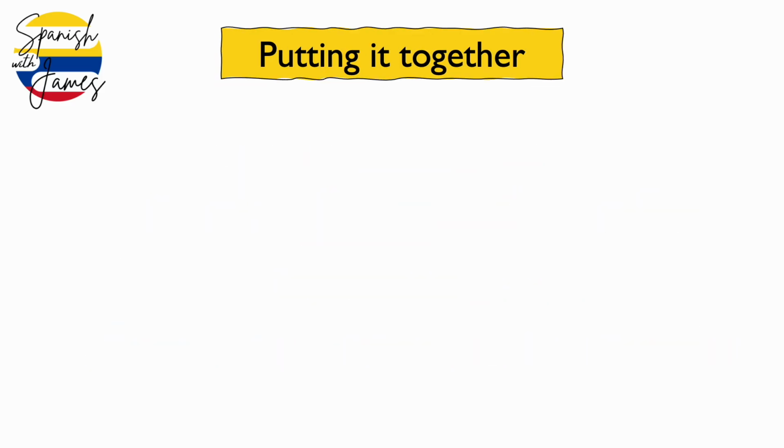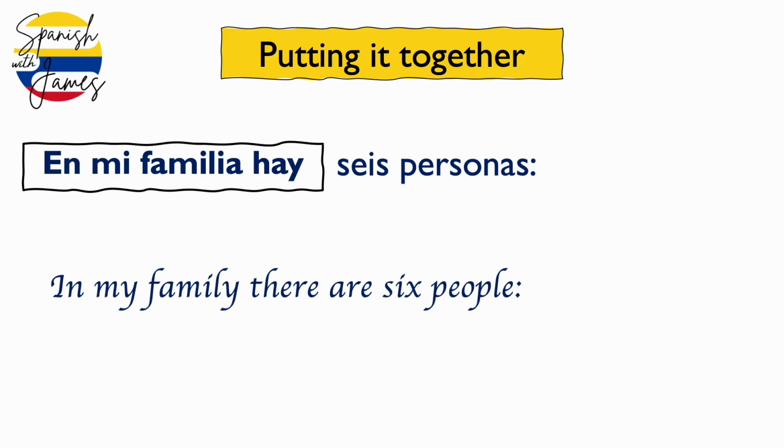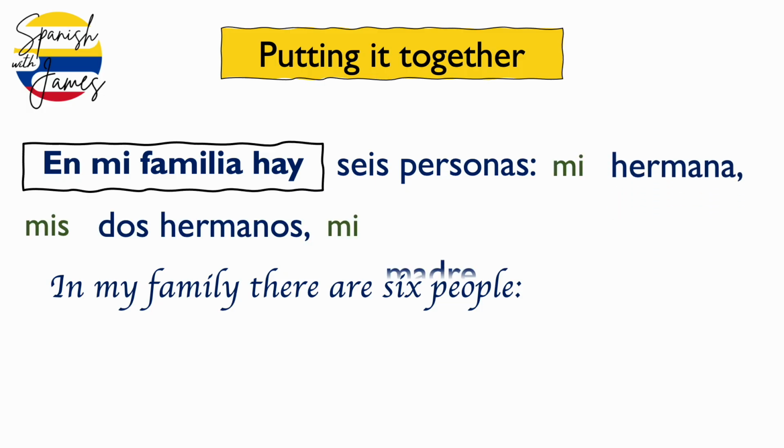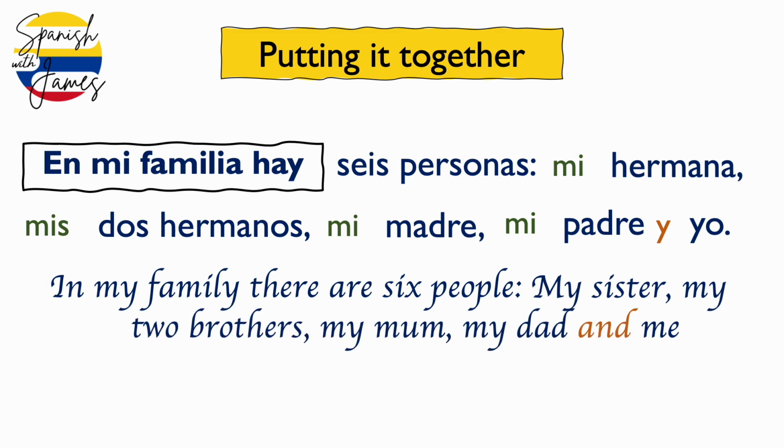Now if we use the other phrase that we learned, en mi familia hay 6 personas, in my family there are 6 people, and then we could do a colon and introduce those people. En mi familia hay 6 personas: mi hermana, mis 2 hermanos, mi madre, mi padre, y yo. In my family there are 6 people: my sister, my 2 brothers, my mum, my dad, and me.